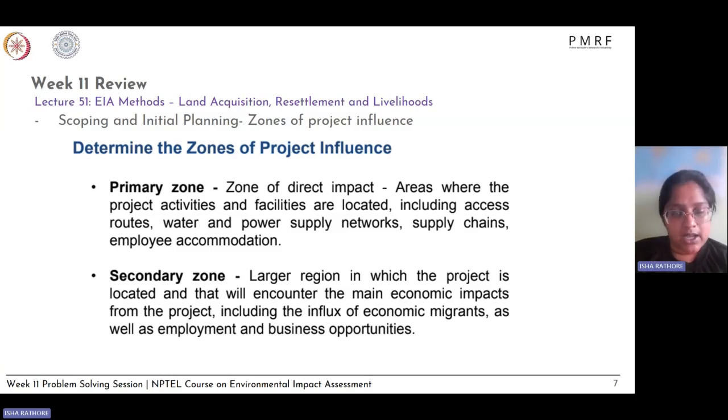Then your secondary zone is the larger region in which the project is located that will encounter the main economic impacts from the project, including the influx of economic migrants as well as employment and business opportunities. So, because of the construction labor forces which are going to come up in your area, the sort of economic impacts from this project, or any sort of physical impact from the project outside the zone of direct impact, is your secondary zone.